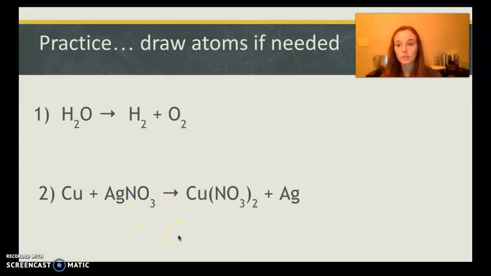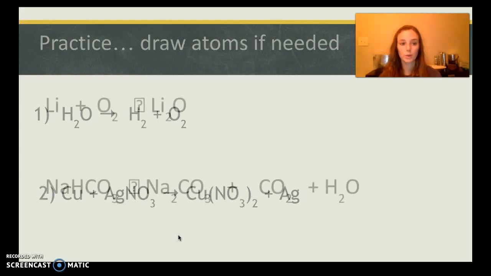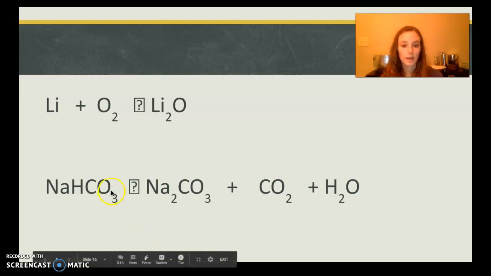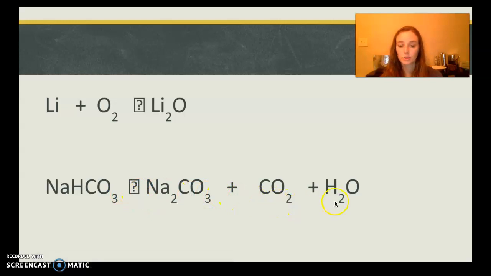So pause the video, do these examples, and then we have 2 more as well. Try these 2 as well. So this should be NaHCO3, I'm sorry, this should be a yield sign. It should be NaHCO3 yields, so the arrow, Na2CO3 plus CO2 plus H2O. And that should be a yield sign as well. If you have any questions, make sure to ask them next class. Make sure that the picture you submit is legible, clear, and easy to read. Thank you.